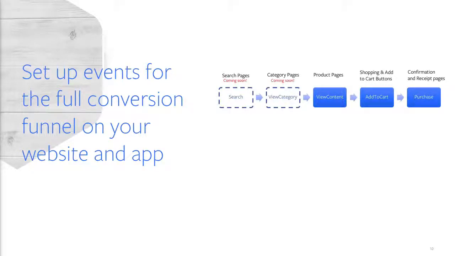As a first step, make sure that you've installed the proper events on each of the appropriate pages of your website. For example, on your product page, you'll want to add a View Content event. On your shopping cart page, or on your Add to Cart buttons, you'll want to add an Add to Cart event. And finally, on your confirmation and receipt pages of your website, you'll want to add a Purchase event.